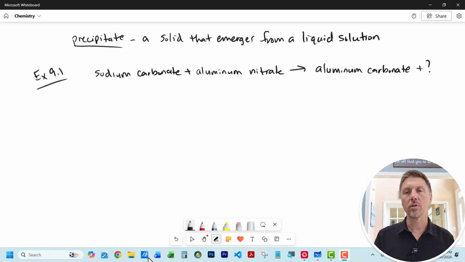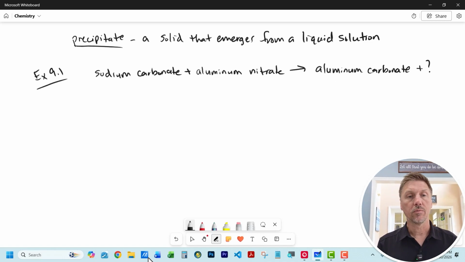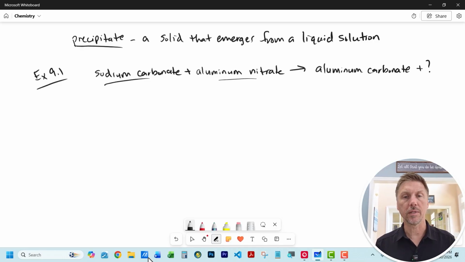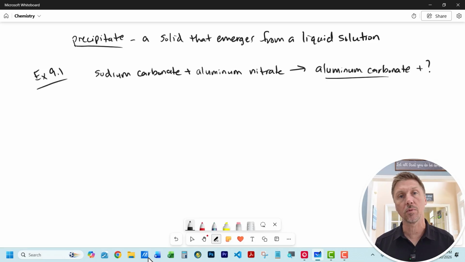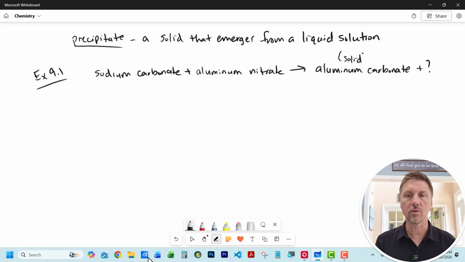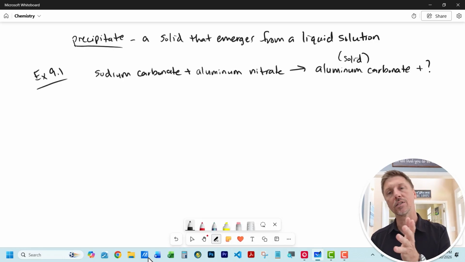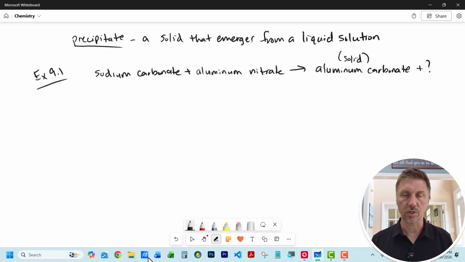And so why did I put aluminum carbonate over here? Well, it's because they told us that when we mix sodium carbonate and aluminum nitrate together, they just offered up the information that aluminum carbonate is insoluble in water. Something that's insoluble will not dissolve in water. So in other words, this aluminum carbonate is going to be a solid in our chemical equation, i.e., it is the precipitate that forms when you mix these two solutions together.